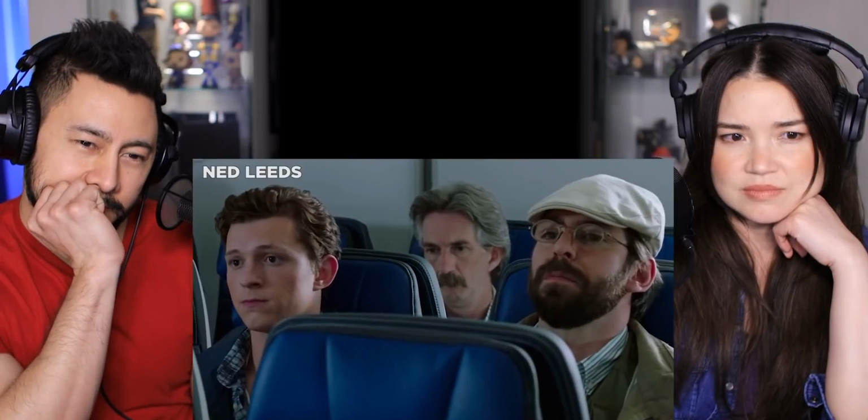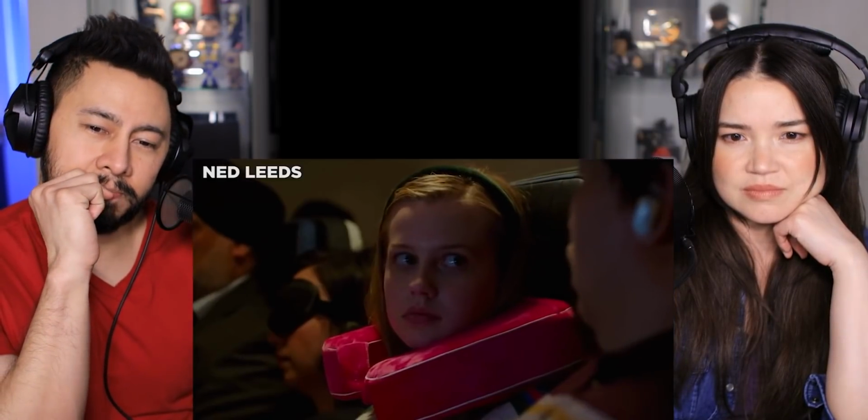And then in Spider-Man Far From Home, Ned originally was part of that seat switcheroo that resulted in Peter sitting with Mr. Harrington, Brad sitting with MJ, Ned sitting with Betty Brant.